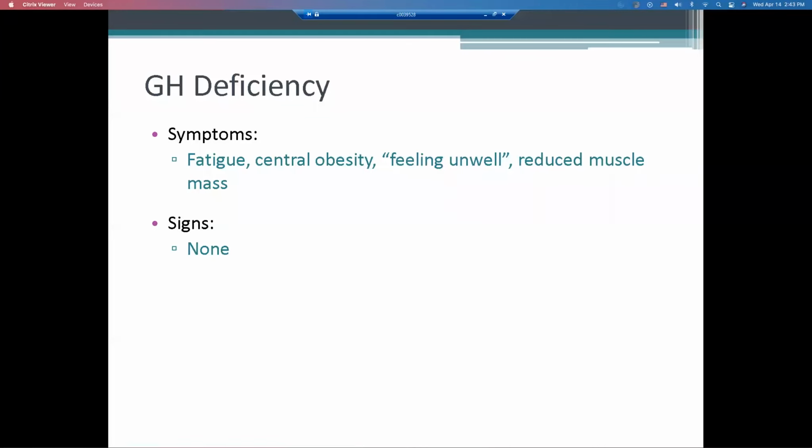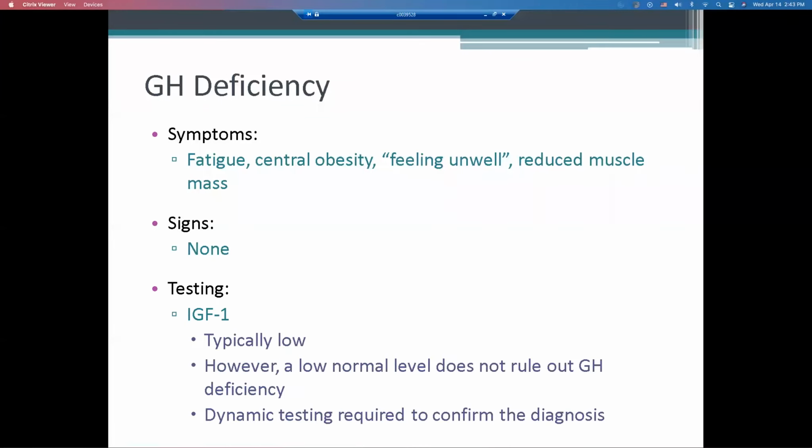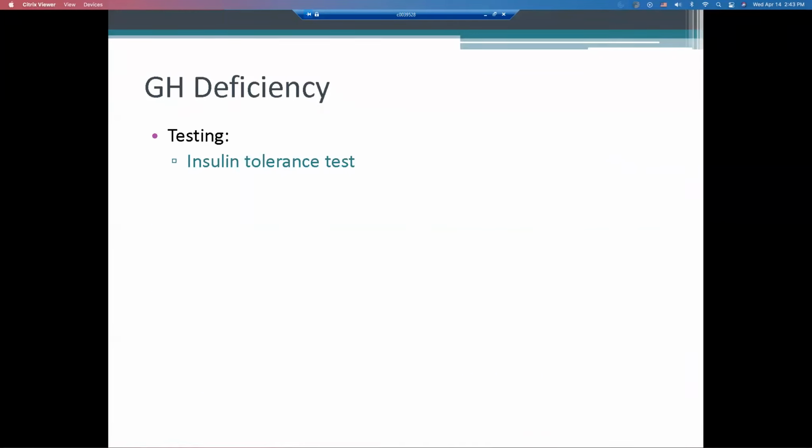So what are the signs of growth hormone deficiency? There are no specific signs. How do you test for it? You do an IGF-1 level, which is typically low. But if you really want to diagnose it, you have to do a growth hormone stimulation test, which is out of the scope of this lecture. How do you treat it?